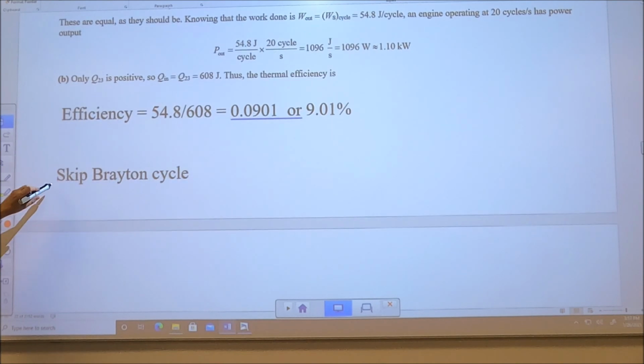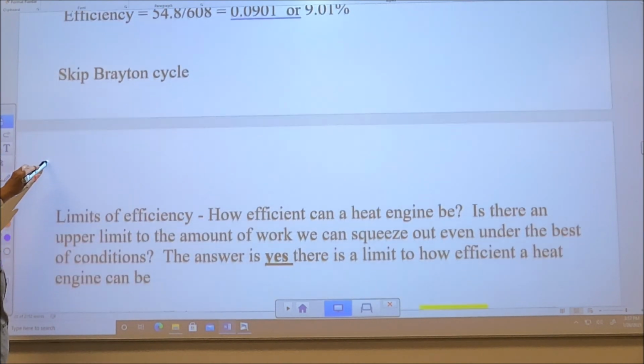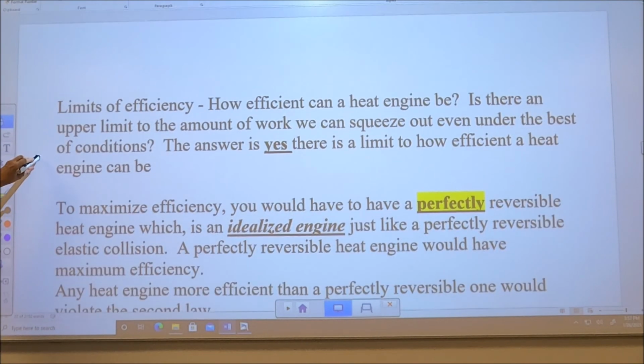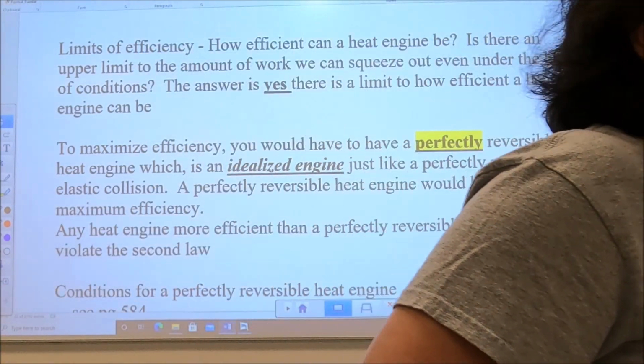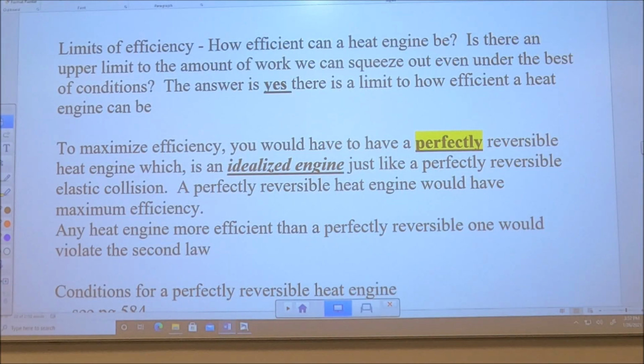Now I'm going to skip the Brayton cycle, and that brings us to limits of efficiency. I think we've hit enough of this chapter for right now, and that means that next week in class we're going to finish off this chapter, getting ready for your first test.